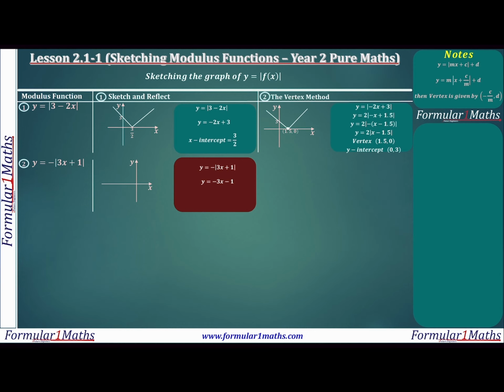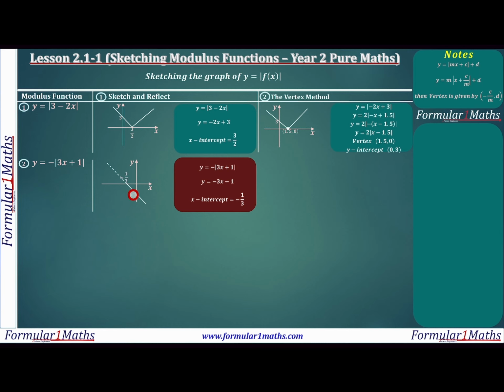And that means I need to sketch this curve here. I've got a negative gradient and a y-intercept of minus 1. And then the x-intercept will be minus 1/3. So I can sketch the graph now to get the following, where the y-intercept is minus 1 and the x-intercept will be minus 1/3, as we found earlier.